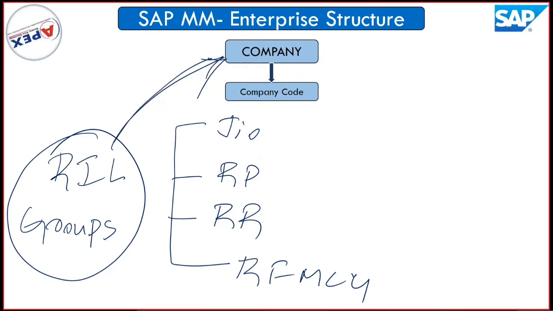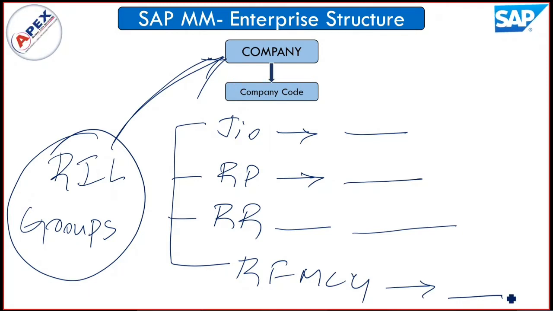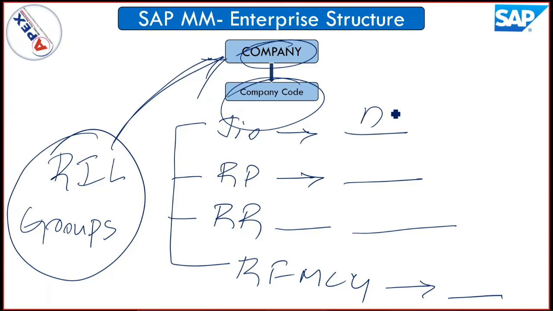Then under this company, we need to create company codes. For Jio, we have a company code. For Reliance Petroleum, we have one company code. For Reliance Retail, we have one company code. And for Reliance FMCG, we have a company code. So in SAP, you have to create the company as well as the company code. You can maintain n number of company codes for this company. Got it? Fine.